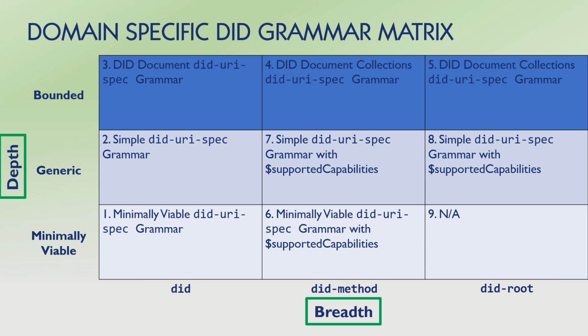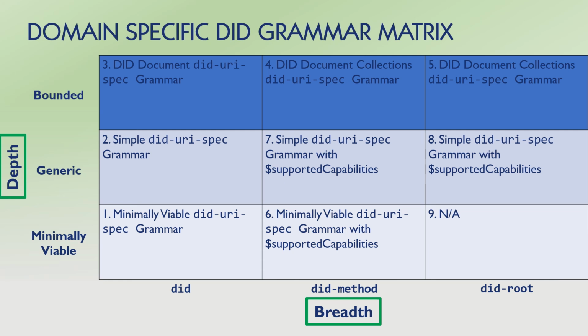But you can see that, for example, grammar number 4, which is in the top of the middle row, is the DID document collections did-uri-spec grammar. There we specified the specific options that you can use to operate against document collections. Number 4 would specifically be requesting subsets of documents, batches of documents relative to a specific DID method. And so that's where we had the $documents transform option, skip, top, filter, select, etc.